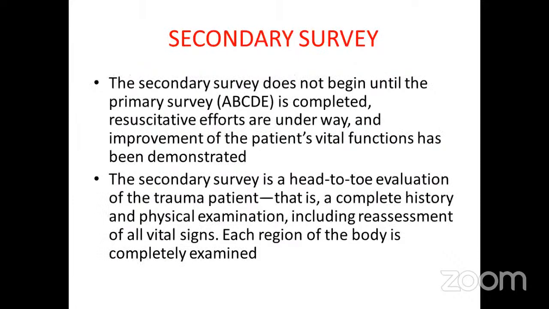And coming to the secondary survey, usually the secondary survey doesn't begin until you complete your primary survey, the resuscitative efforts are underway, and there is improvement in the patient's vital functions. One person can do the primary survey, and if you have a helping hand, the other person can go ahead with the secondary survey. What you do in a secondary survey is a head-to-toe evaluation of a trauma patient. Usually we say it is head-to-toe, front to back, and surface to core. A complete history and physical examination, including reassessment of all the vital signs, is required.